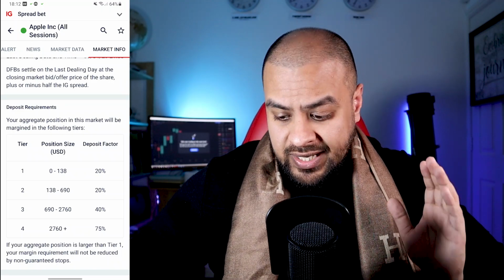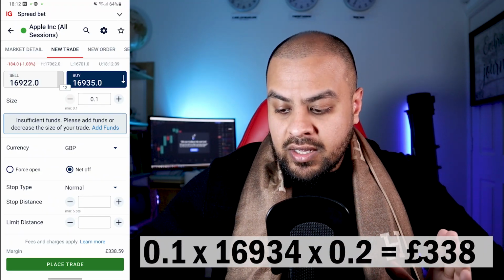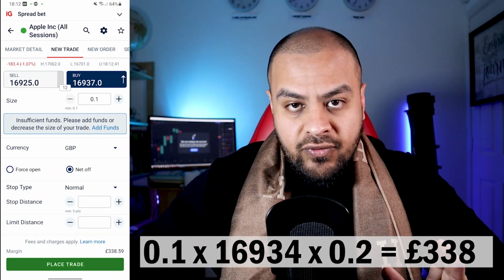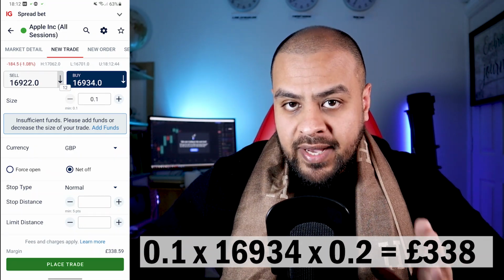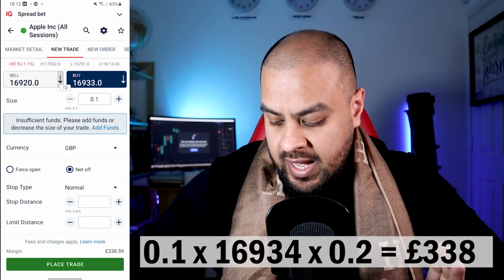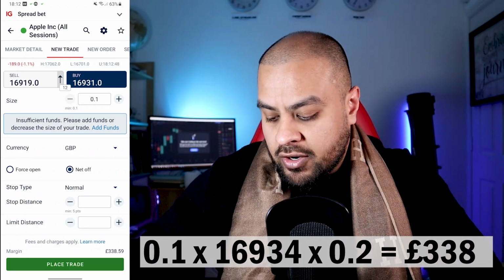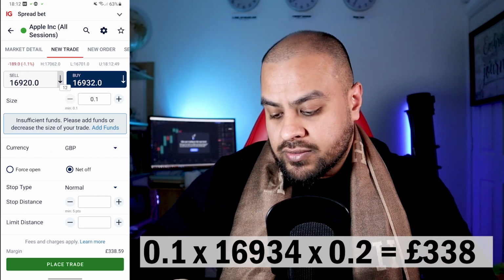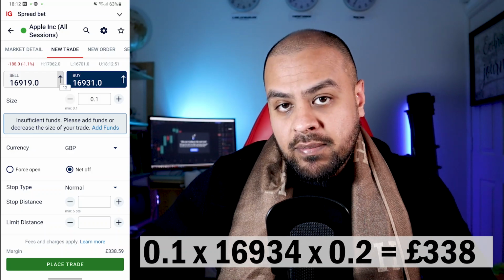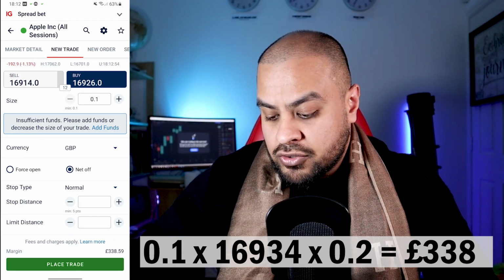So all I'm going to do is 0.1 times by 169.34 times by 0.2 based on the 20% deposit factor. And that will give me my margin requirement of around £338. So that's how much as a minimum I have to have into my account to do this trade.